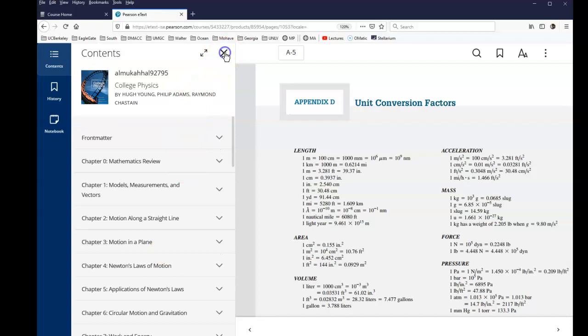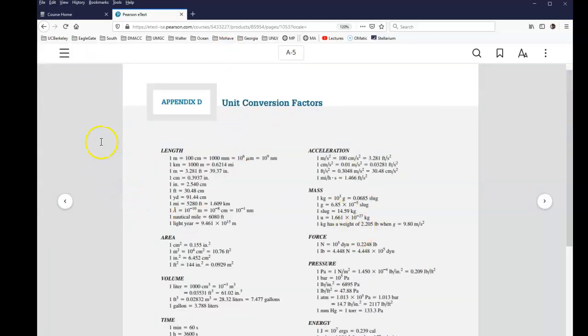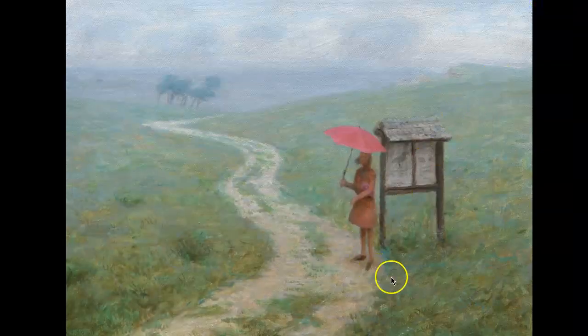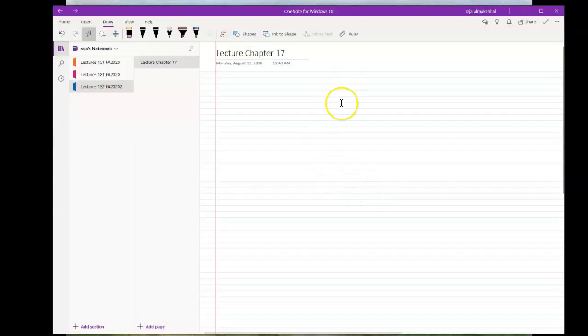All right, let's begin. Go back to the chapter. It's page 532, Coulomb's law. It should take me there very quickly. There it is. This is the law right here, but I'll come back to the book in a second. I want to use my OneNote right there. So we begin with Coulomb's law.